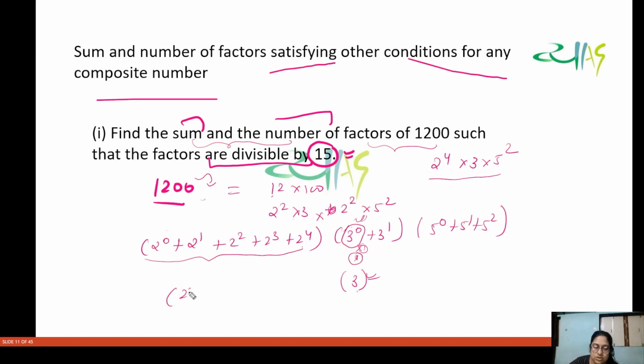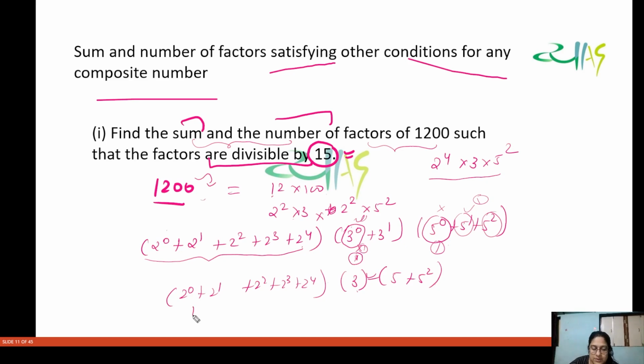All right. So now just keep this intact. And remove this 5 to the power 0 also from here, because if this one goes, now everybody will become a factor of 5 as well. Every factor will become a factor of 5 as well. So this will become 5 to the power 1 plus 5 square. Now whatever sum you are getting will be divisible by 15.